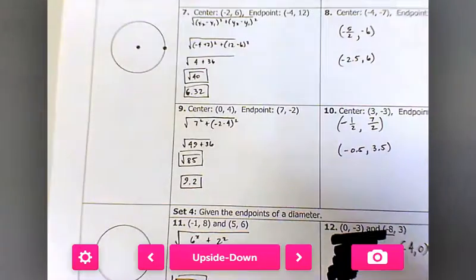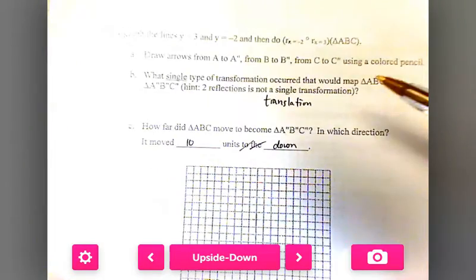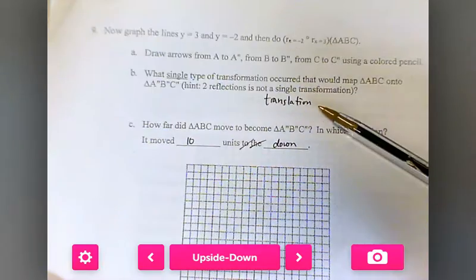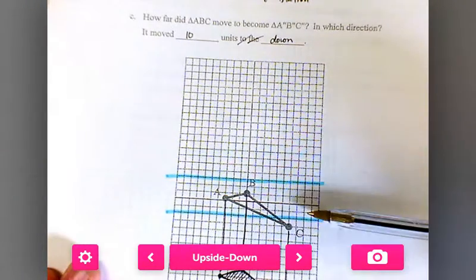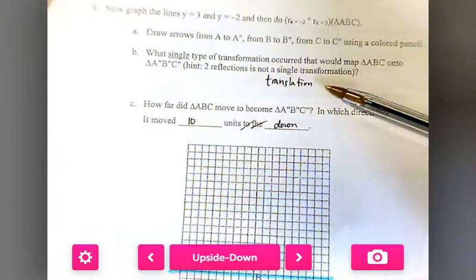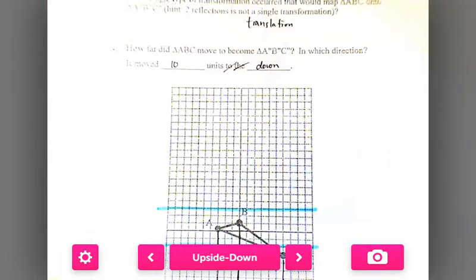Okay? Good. So we've only got 2 more to do real quick, and these will go quicker. Okay, again, this is another translation. Anytime the lines are parallel, the lines of reflection are parallel, it's a translation. Anytime they intersect, it's a rotation.